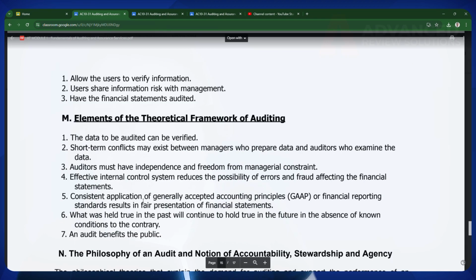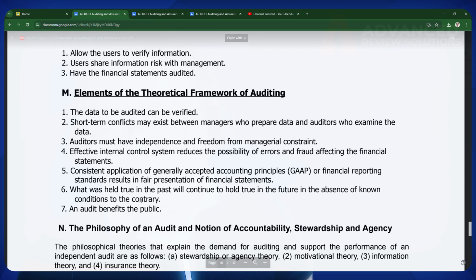So, next one naman, elements of the theoretical framework of auditing. Number one, the data to be audited can be verified. Number two, short-term conflicts may exist between managers who prepare data and auditors who examine the data. Auditor must have independence, free from bias. Effective internal control reduces the possibility of errors and fraud.